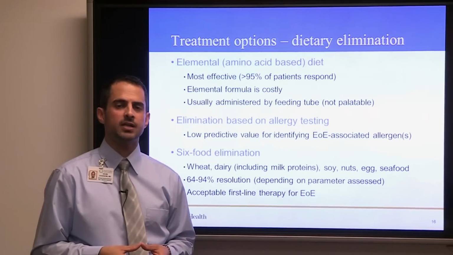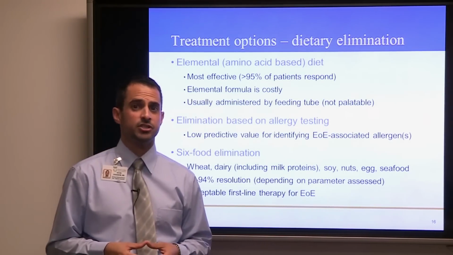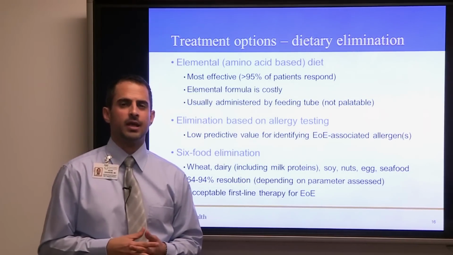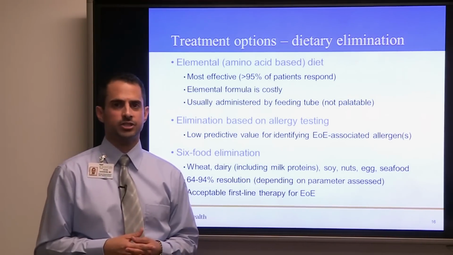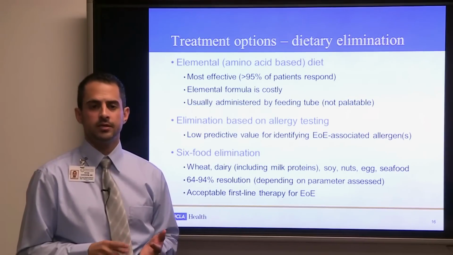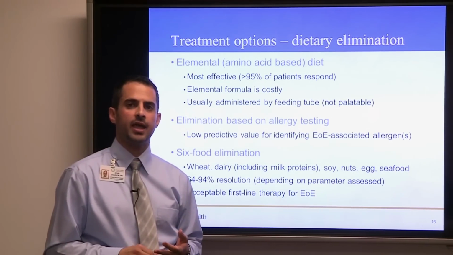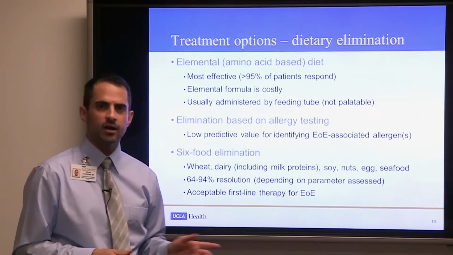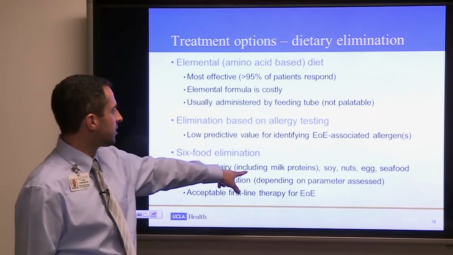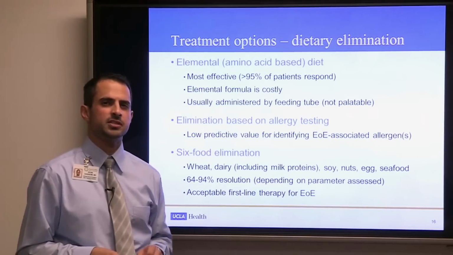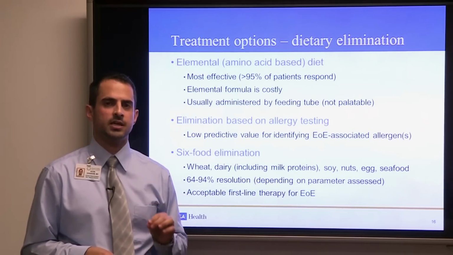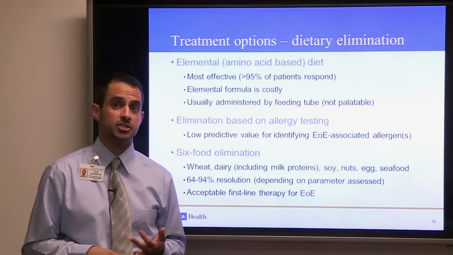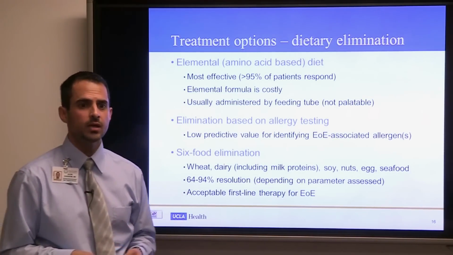The concept that's really gained the most momentum, even just in the past few years, is what's called a 6-food elimination diet. And this takes the 6 most common allergenic foods, which include wheat, dairy, soy, nuts, egg, and seafood, and you cut them out of the diet. And in the line that talks about the different foods, I say also it includes the milk protein. So this is not a lactose problem. It's actually a milk protein problem. So things like casein and whey have to be excluded from the diet as well.